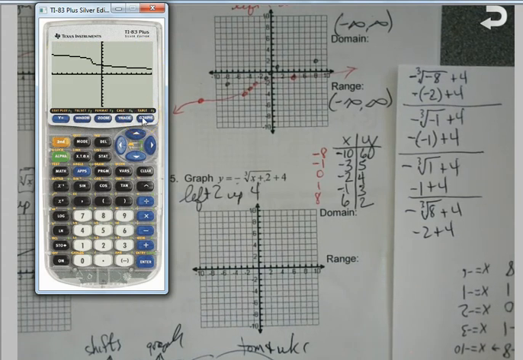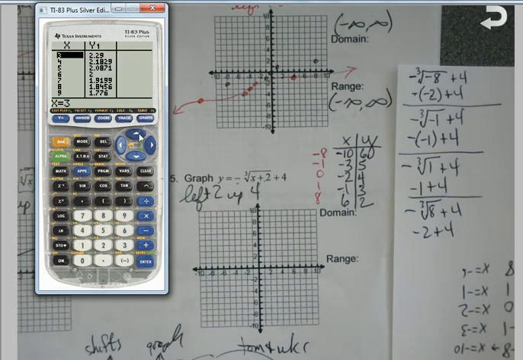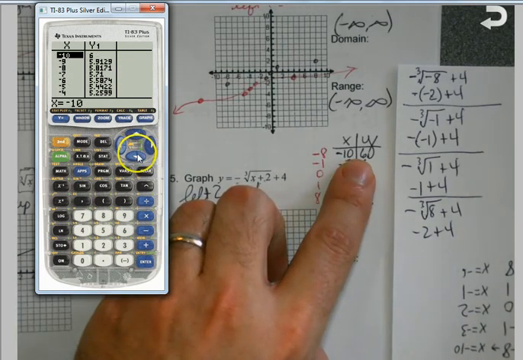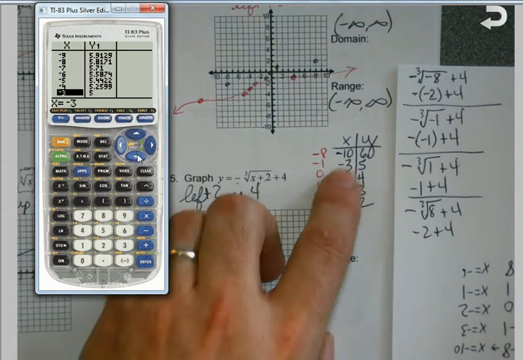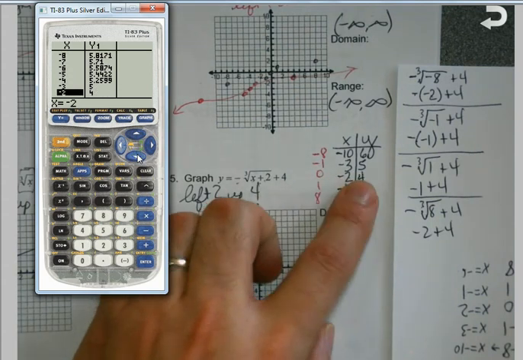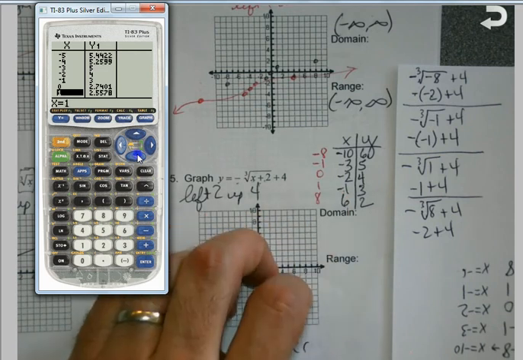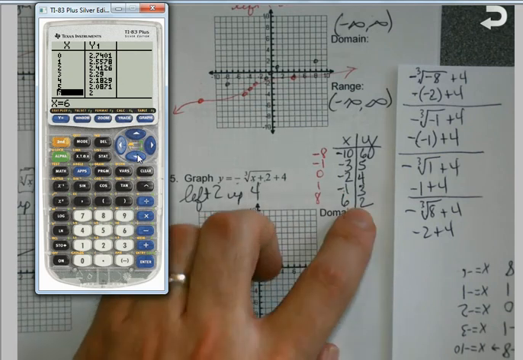Look at the graph. Okay, it opens downward. That makes sense. It's going to flip. So let's see if we get the same numbers that I got when I plugged in my other ones. Okay, negative 10, I got 6. Good deal. And again, I can just punch this in the calculator. Negative 3, 5. Negative 2, 4. Negative 1, 3. 6, 2.